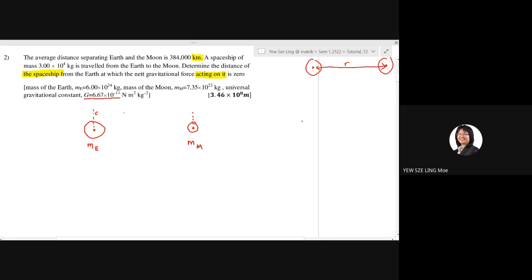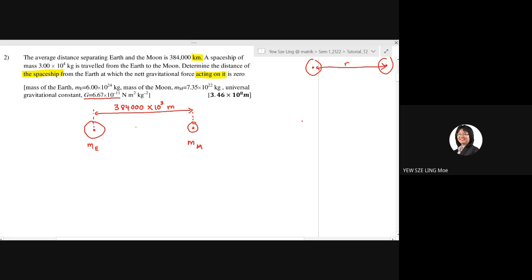So from center to center given is 384,000 times 10 to the power of 3 meter. So make sure it is in terms of meter. All right, so what happened next?